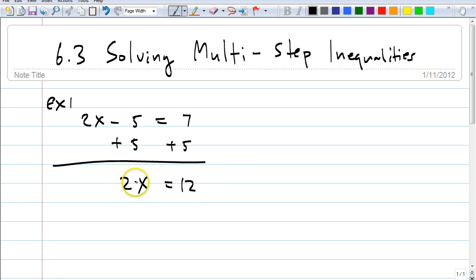And of course, what is this 2 doing to x? It's multiplying. So how do I undo this multiplication? I divide by 2. So if I divide the left side by 2, I must divide the right side by 2. So I get x is equal to 6. You guys remember this?